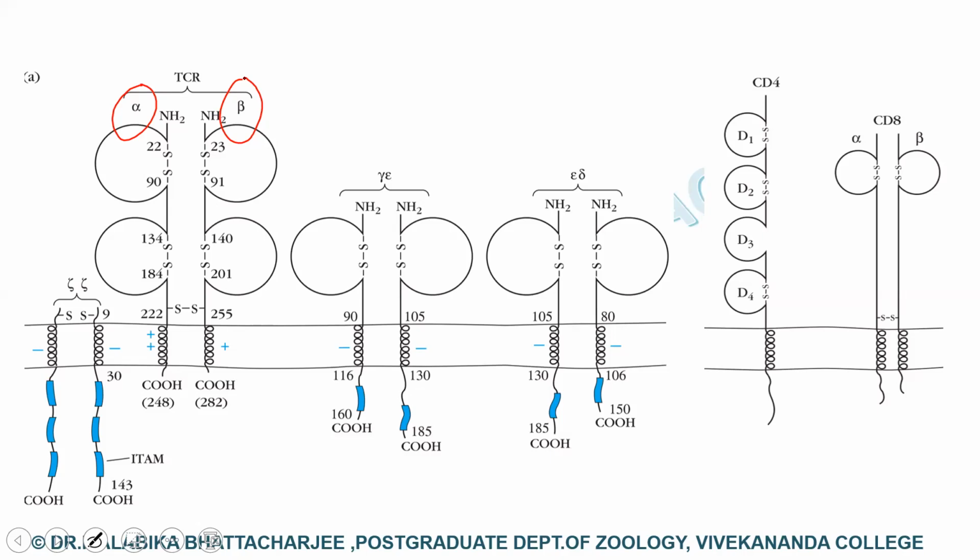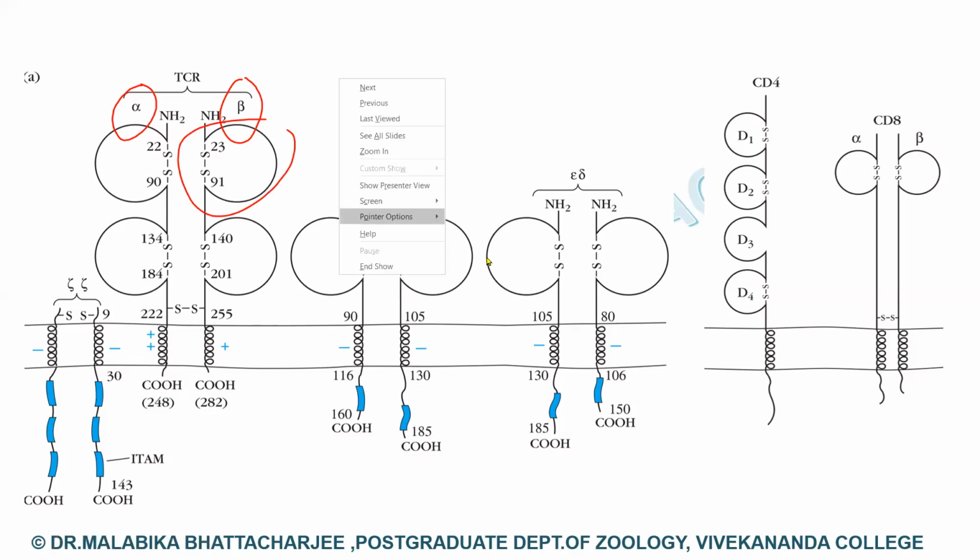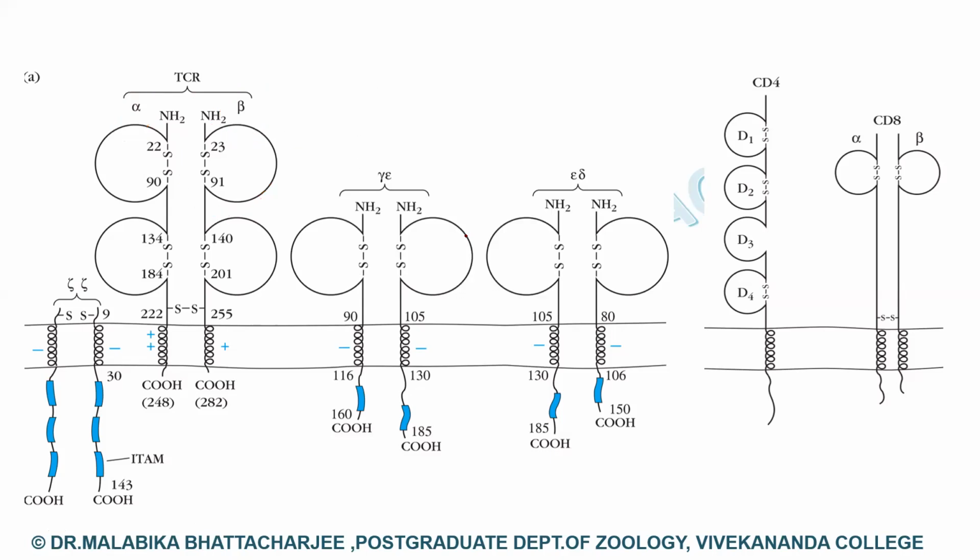In the earlier picture, I showed that the TCR proteins are members of the immunoglobulin superfamily of proteins. Therefore, the domain structures of alpha beta and gamma delta T cell receptors are strikingly similar to those of the immunoglobulins.